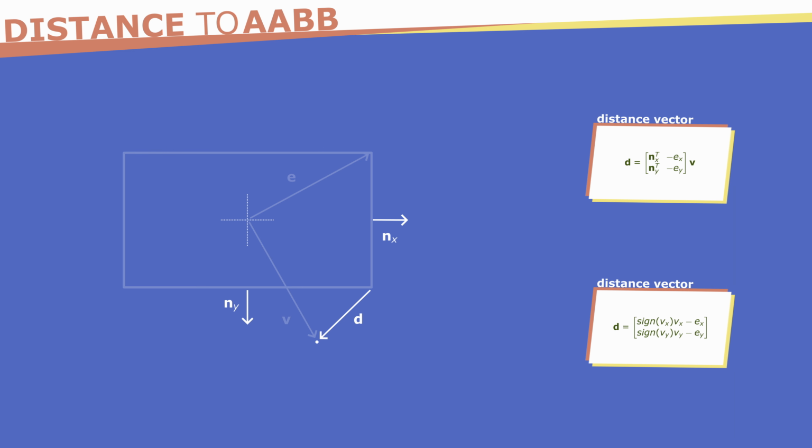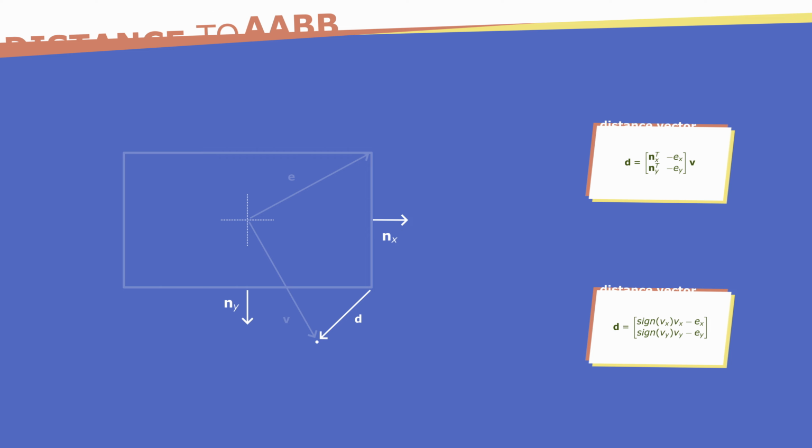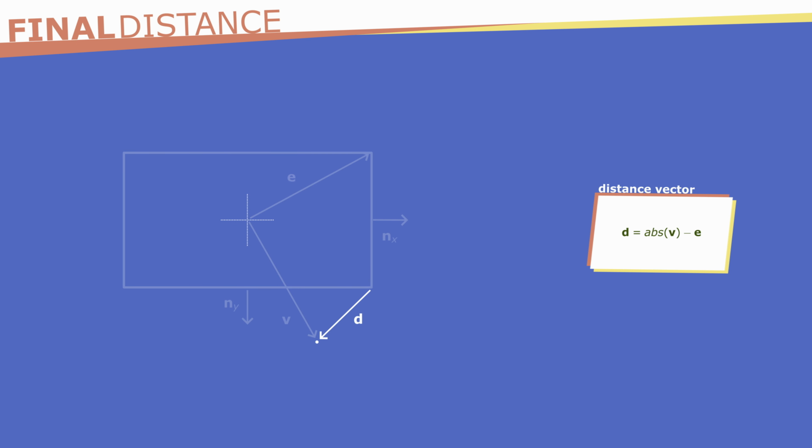The fact that the sign component is always multiplied with the component the sign comes from leads to the fact that this part of the equation is never negative. In other words, the local vector V will always stay positive no matter which normal is chosen. We can express this by using the absolute operation on the local vector V when computing the distance vector D. So computing the distance to one of the bounding box's lines, we can always use abs V minus E.